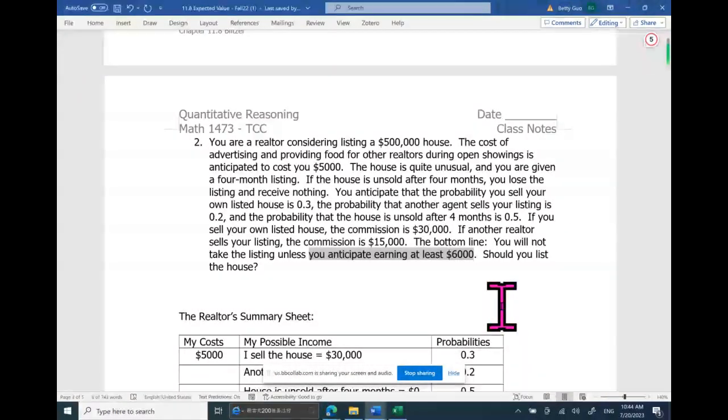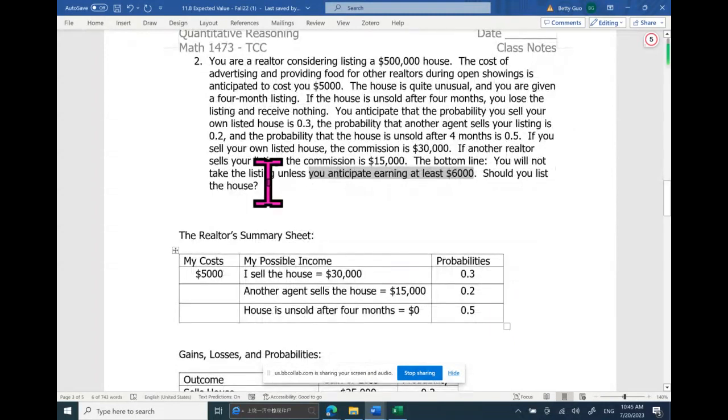If the expected value is bigger than or equal to $6,000, then the realtor should list the house, accept the deal. Otherwise, if the expected value is less than $6,000, then the realtor will not list the house. So that's what's going on in this problem. A lot of words.